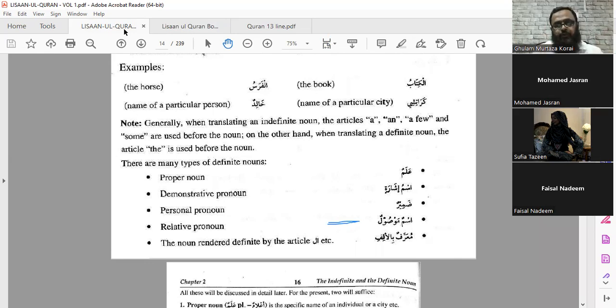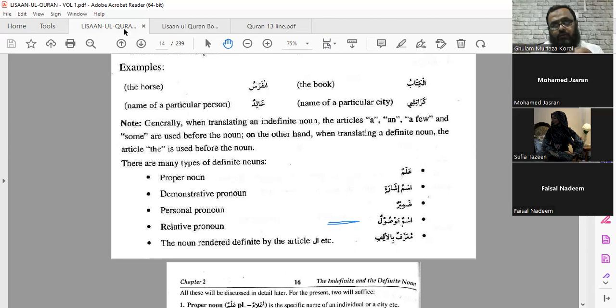So different words are used. The second type, number three, is zamir. Zamir means pronoun, and there are 14 different types of zamir. Like for wahid mudhakkar ghaib, huwa; for muthanna mudhakkar ghaib, huma; for jama mudhakkar ghaib, hum; for wahid muannas ghaib, hiya; then muthanna muannas ghaib, huma; for jama muannas ghaib, hunna.